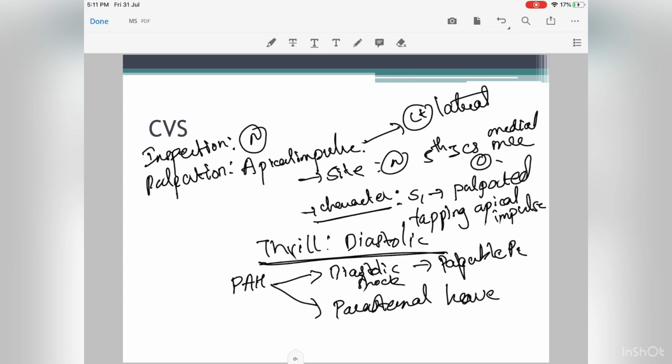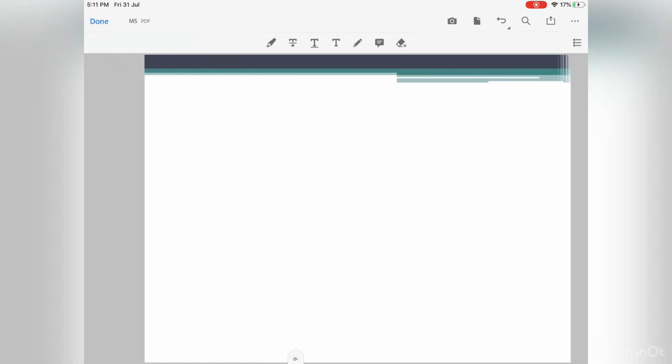Apart from that, on percussion, the only thing which you can find is that in the left second intercostal space, there may be an impaired note on percussion. This is due to, again, pulmonary arterial hypertension.